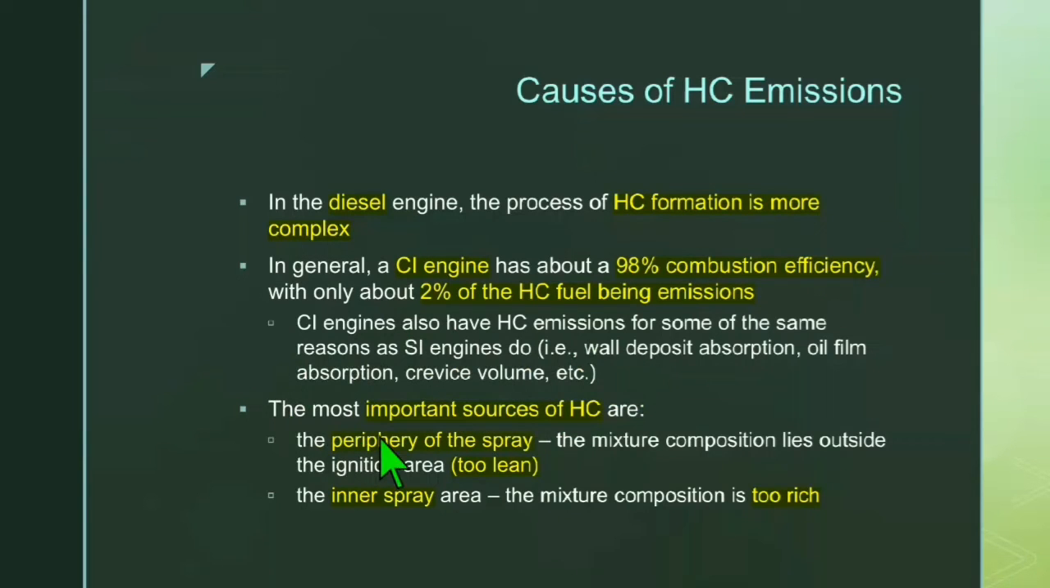The most important sources of hydrocarbon are the periphery of the spray, where the mixture composition lies outside the ignition area, that means too lean, and the inner spray area, where the mixture composition is too rich.